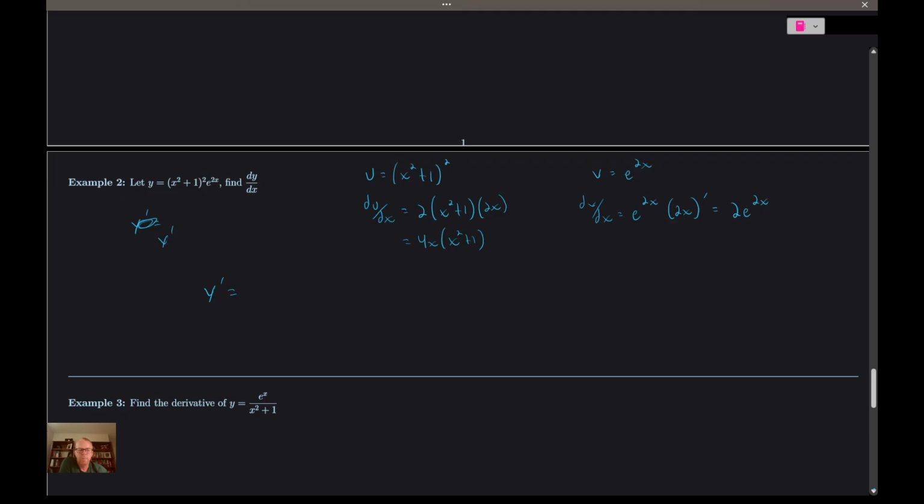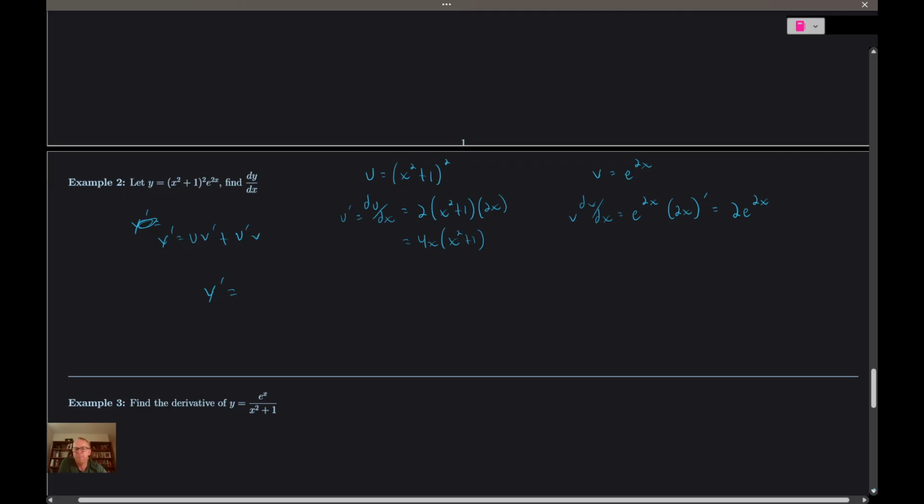So remember the product rule: u v prime plus u prime v. And we could write u prime here. We could write v prime here. So u is (x squared plus 1) squared. v prime is 2e to the 2x, plus u prime, we have 4x times (x squared plus 1), times v, which is e to the 2x.